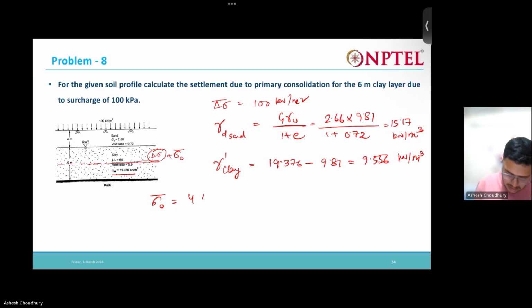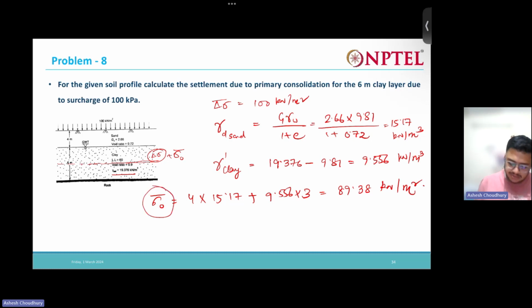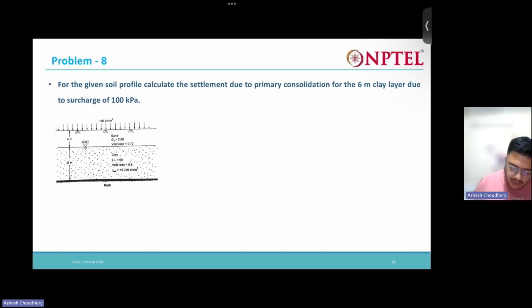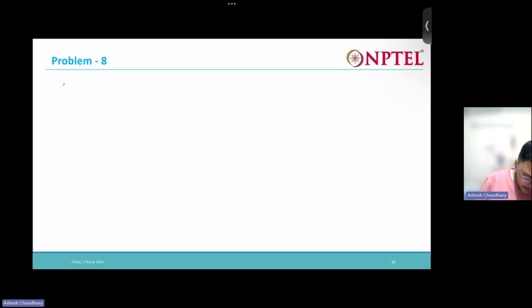4 meter into 15.17 plus submerged unit weight 9.556 into 3 meters, right? So this is going to give me the effective stress at that point. Total stress minus pore water pressure. This is what I am directly calculating here. It will come out as 89.38. So initial effective stress you know, change in stress, that is 100. So you can calculate now the settlement due to the extra pressure of 100 that you are applying.